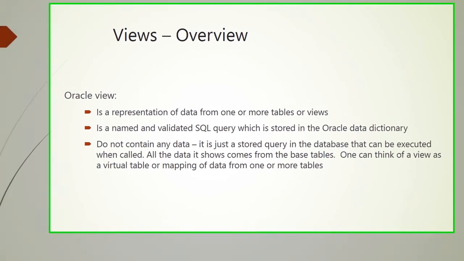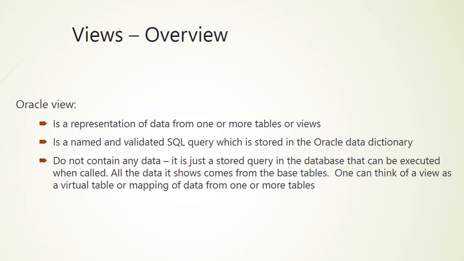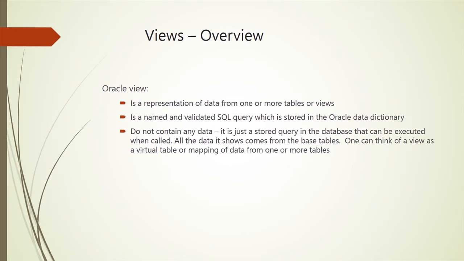What is a view? A view is a representation of data from one or more tables or views. You can consider a view a named and validated SQL query which is stored in the Oracle Data Dictionary. The view by itself does not contain any data. It reads the data from the table. It is just a stored query in the database that can be executed when called. All the data it shows comes from the base tables. You can think of a view as a virtual table or mapping of data from one or more tables.